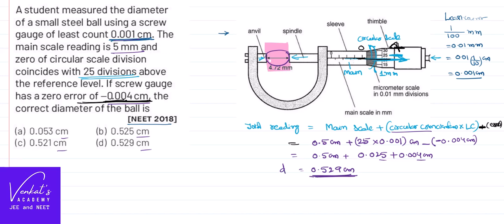While we are calculating this, we should understand basic things: a screw gauge has a least count that is actually fixed. To measure the total reading, we take the main scale reading or pitch scale reading, plus the circular scale coincidence multiplied by the least count, and minus any error, that is, a zero error, if there is any. Those are the main things that you need to understand.